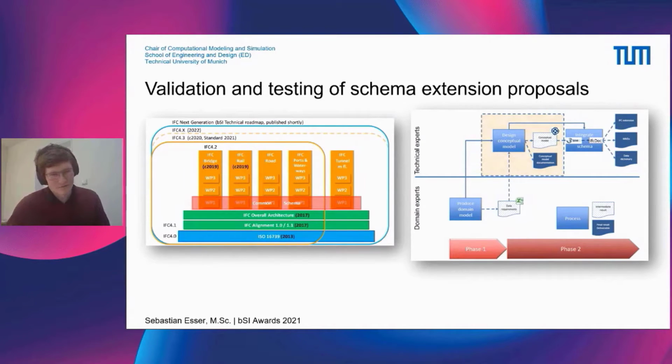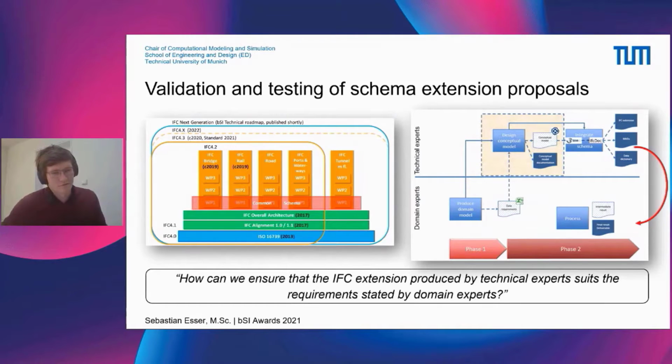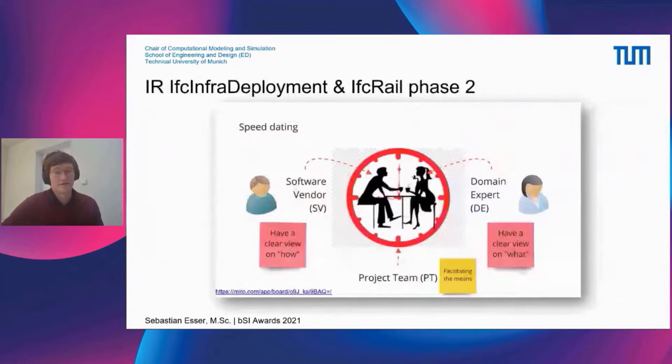However, the problem with this layout was that there was no real feedback loop in this initial setup. So the question was, how can we ensure that the IFC extensions produced by the technical experts really suit the requirements stated by the domain experts? So this feedback loop, pointed out in red, was not really in place, and that was also the motivation to say in the infra room, okay, let's do a follow-up project called the IFC infra deployment, and also similar in the IFC rail project.